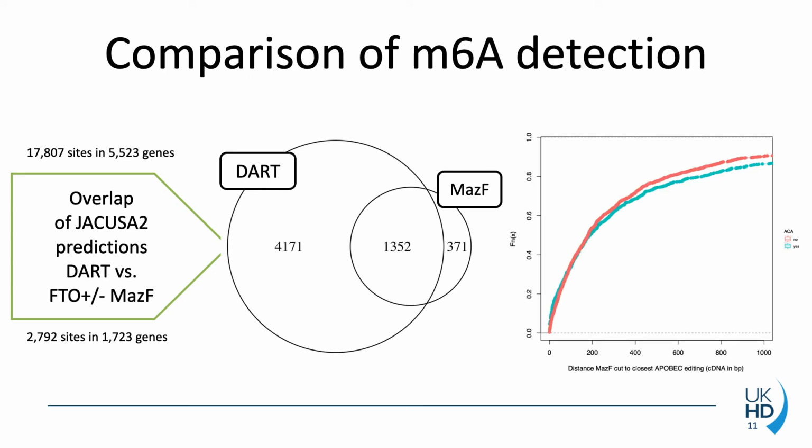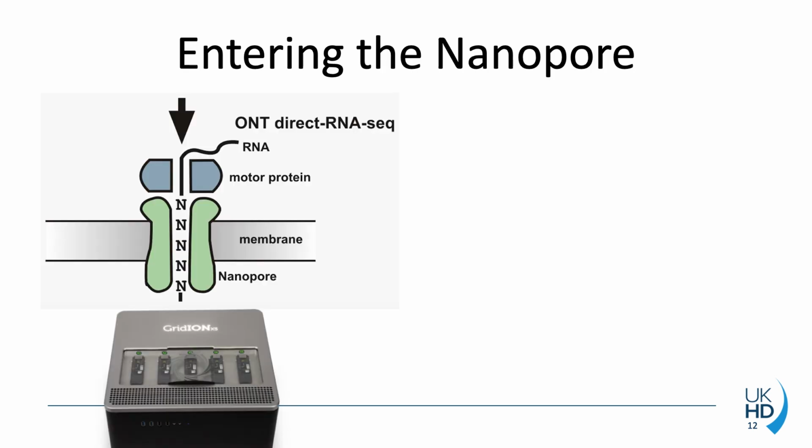If you look at the closest APOBEC editing event to any given significant MazF cut site, we don't see any major difference whether the motif is present or absent. But more than 50% of the sites show this co-occurring event in less than 200 base pairs spaced apart.